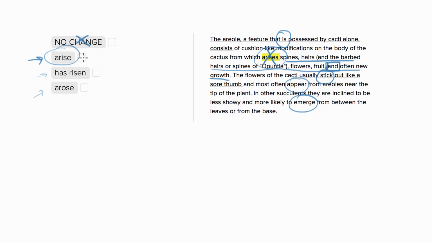So you want to stick with that trend and go with arise. You don't want past perfect. So you don't want present perfect, and you don't want past.